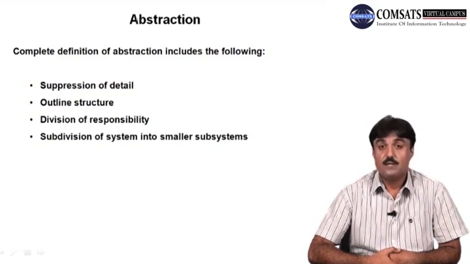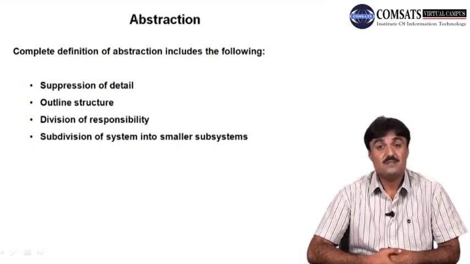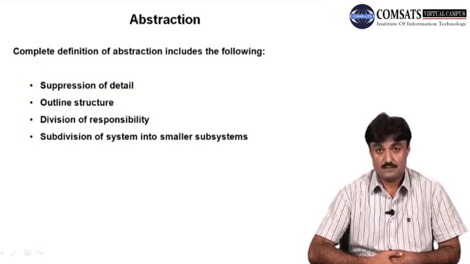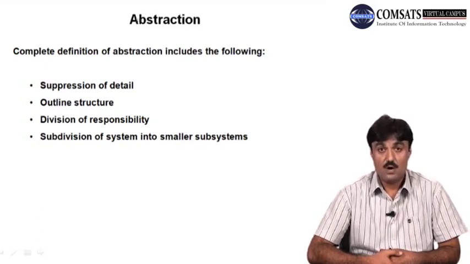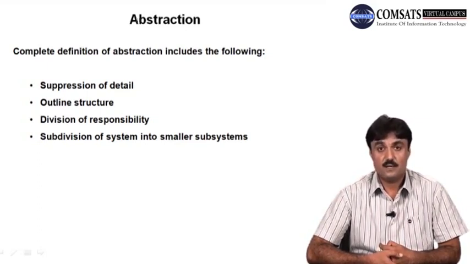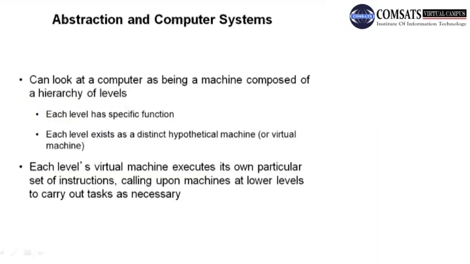The third one is the division of responsibility. Each level has its own responsibility for how to perform the task, and there is subdivision of the system into smaller subsystems. So these are the abstraction. That is the abstraction, how abstraction is being provided in the microprocessors or inside the computer system. In the next few slides we will see the abstraction inside the computer system.